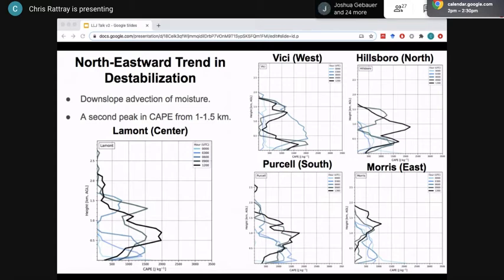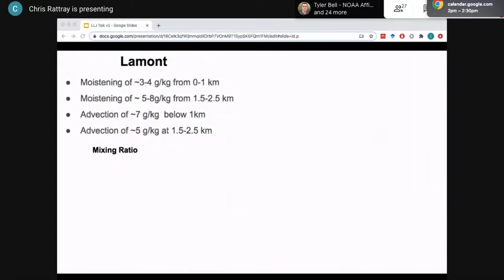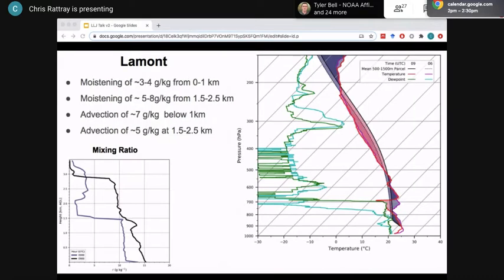Looking more closely at the profiles, if we just focus on Lamont, we see that there's a spike at 2 heights. One occurred around 500 meters to 1,000 meters, and the other around 1 to 1.5 kilometers above sea level. So, taking a closer look at that change in CAPE.